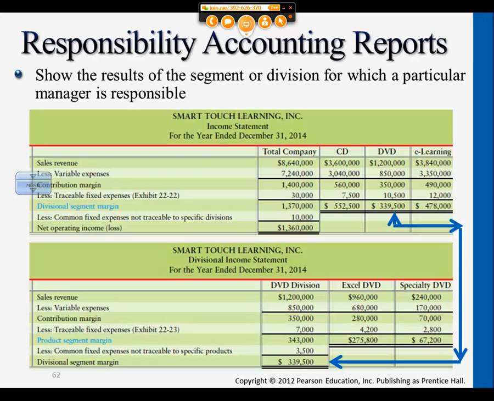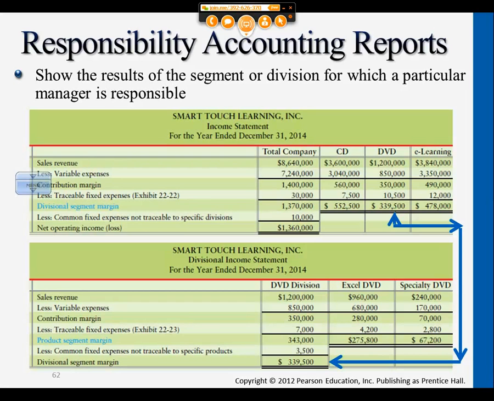Great, we can calculate all this, but what are we going to do with these numbers? That's going to let me put together this responsibility accounting report. What it does, it shows the result of the segment or division, right? We just went all the way down to the Excel and to the Specialty DVDs. So it allows me to see, just like under the microscope, the results for each division, for each segment, for which that particular manager is responsible. So if it's a VP responsible for DVD, that VP can split it further and address it with a certain manager responsible for that production line, for Specialty or for Excel.